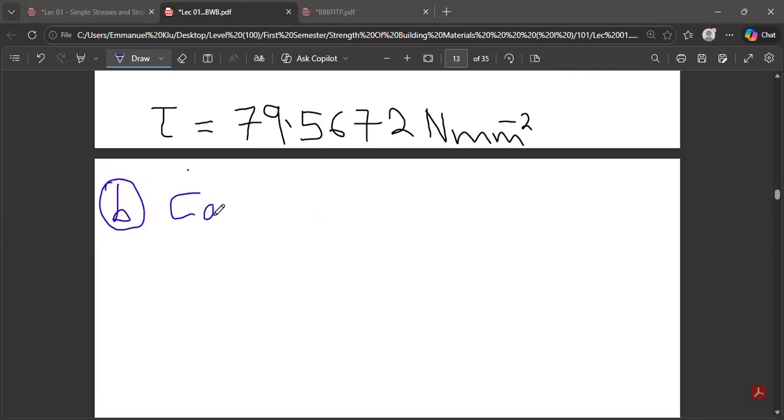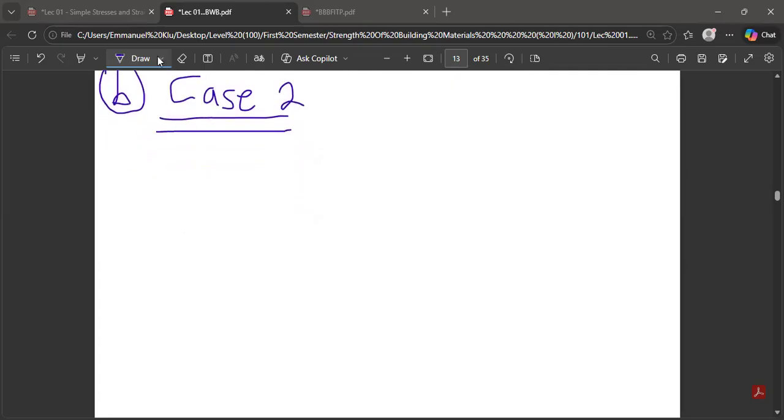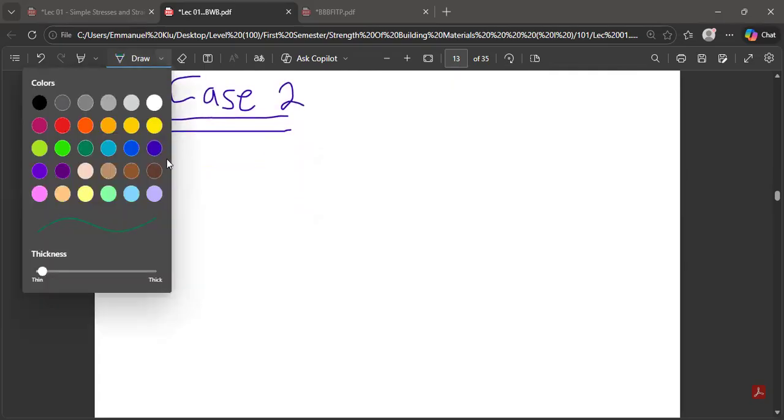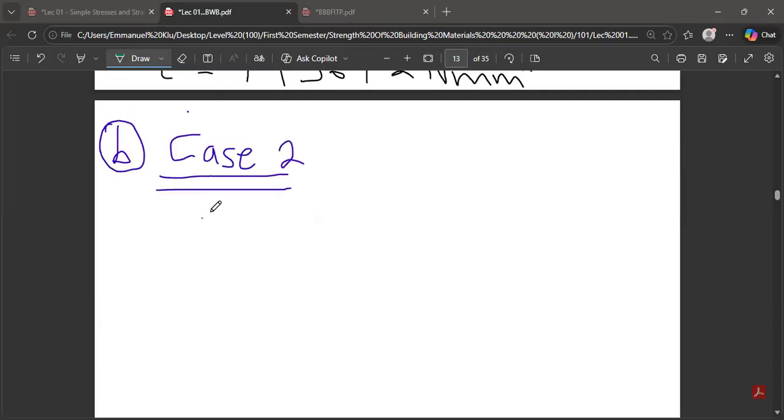So this becomes case 2. So we are now solving for case 2. So we just have 10 minutes to go. And in case 2, we are supposed to calculate for the maximum, or let me say the shear stress, right? Yes. So shear stress, and in this case it is a double shear.